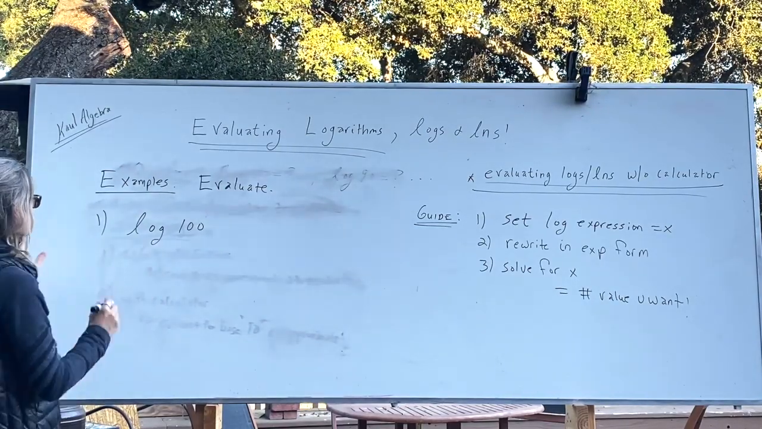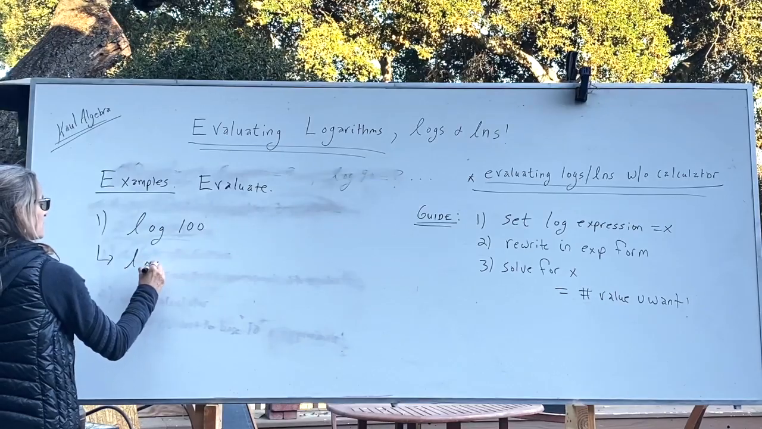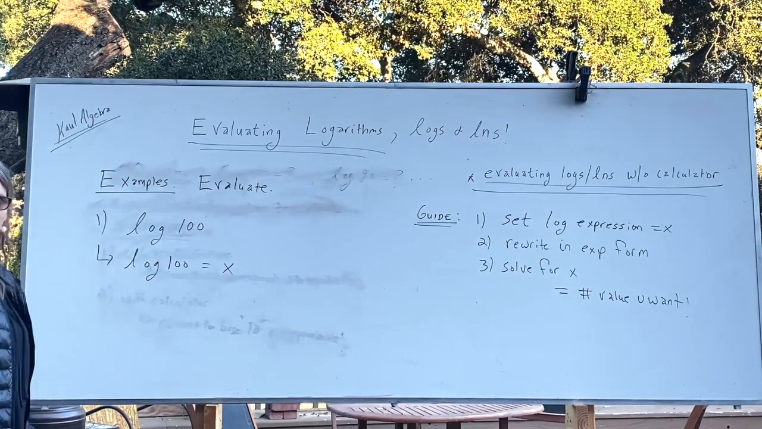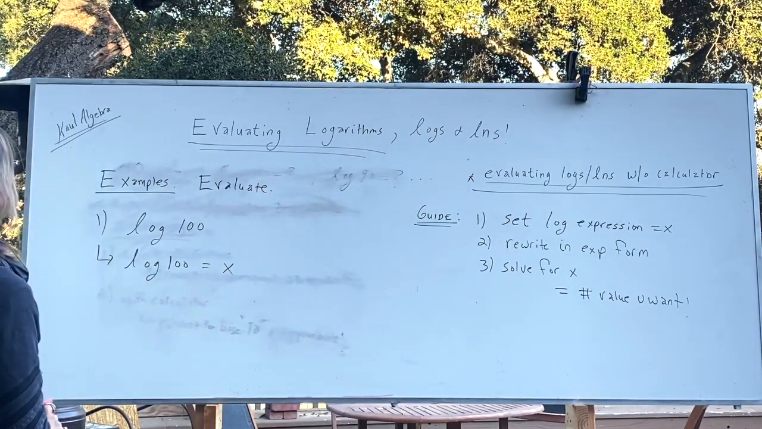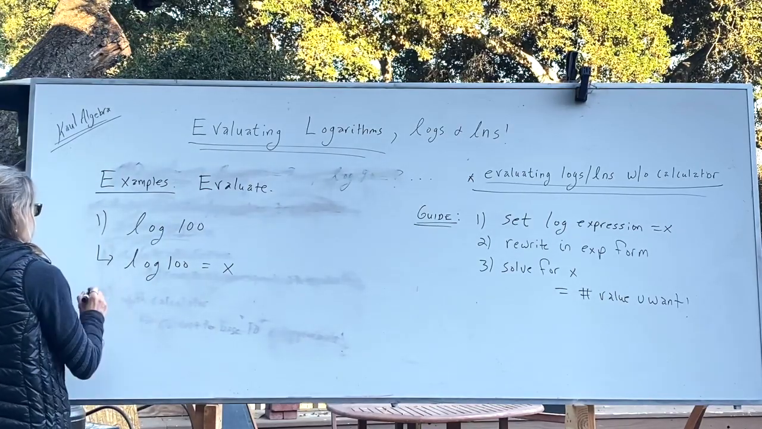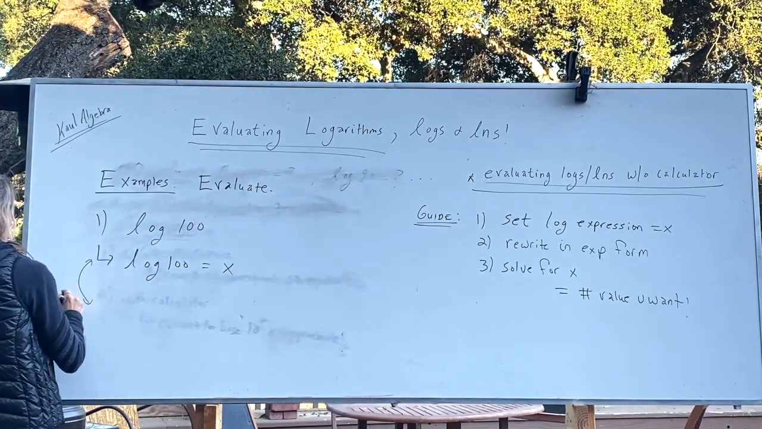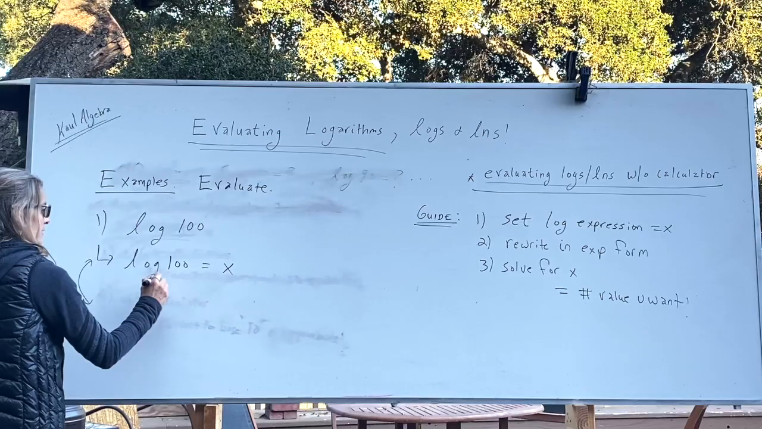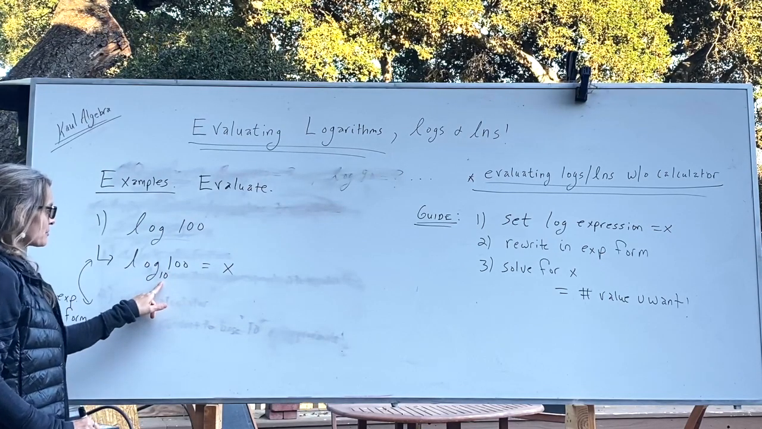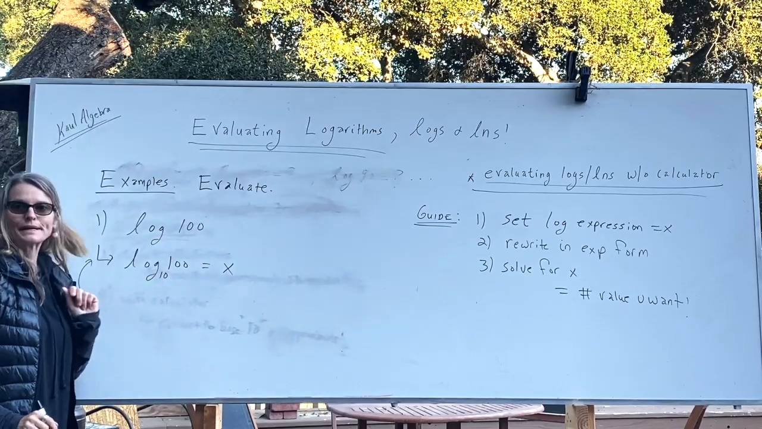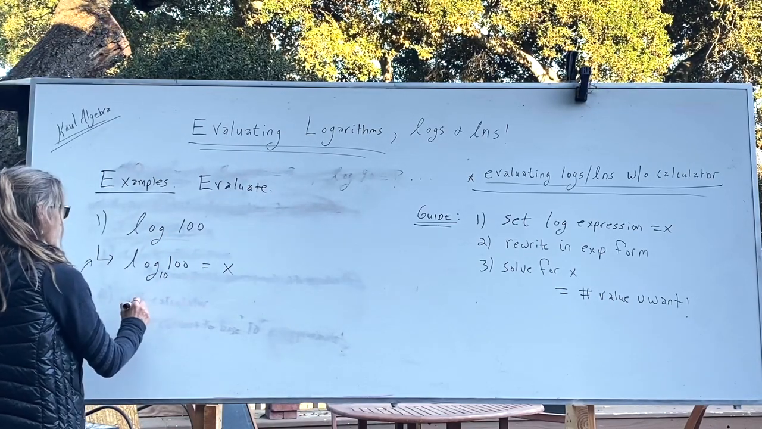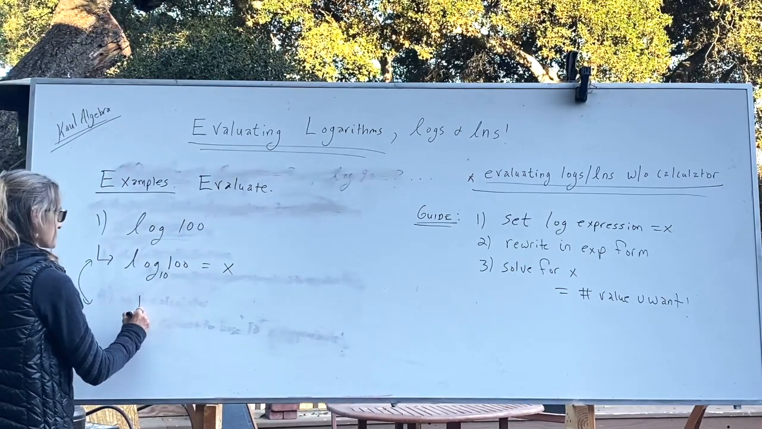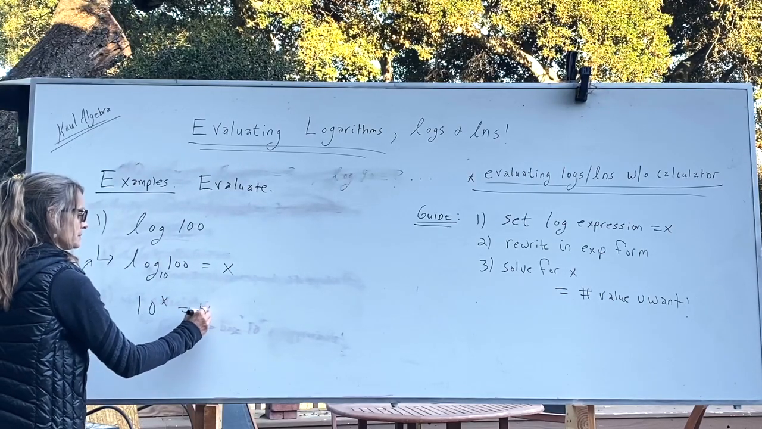So we're going to set this expression equal to x, and rewrite it in exponential form. Now we go from log form to exponential form, and we get a base 10. Remember, there's an understood 10 here. You don't see a base on a log, it's always base 10. I'm going to rewrite this using the little mnemonic I use, base over back. So this is rewritten as 10 to the x equals 100.